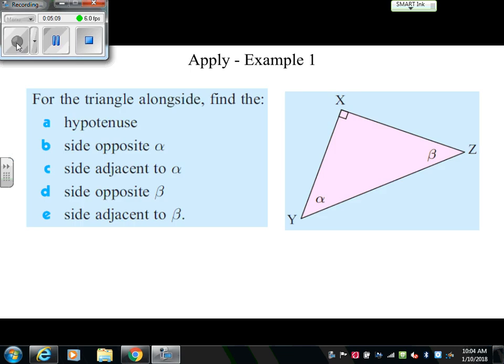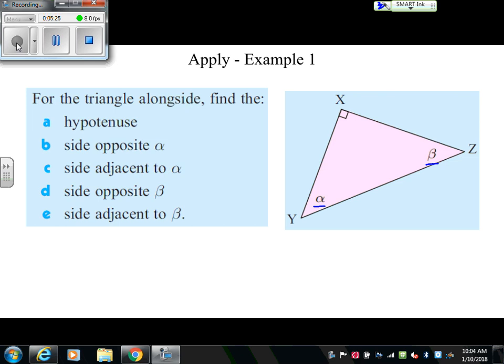So here we've got a triangle XYZ. And the first thing we'd like to do is find the hypotenuse. And again, they don't even specify which angle we're talking about. There's two non-right angles given. One is alpha, one is beta, but we could call those angles anything.